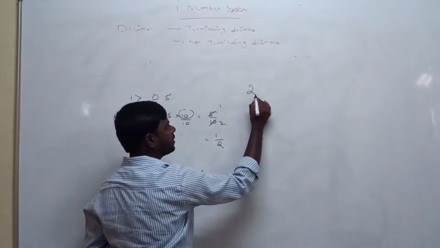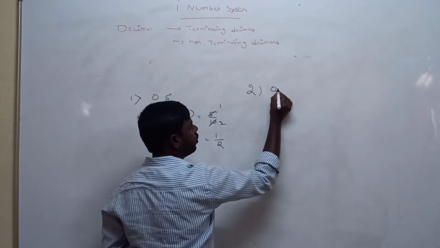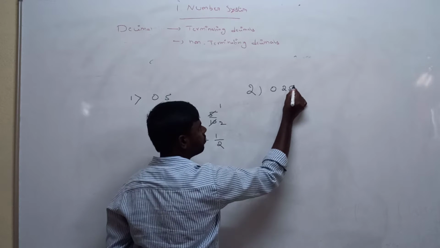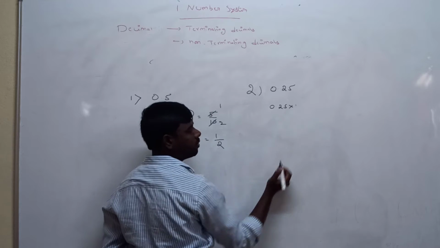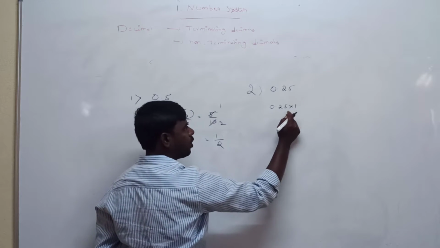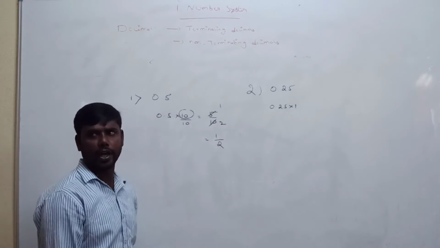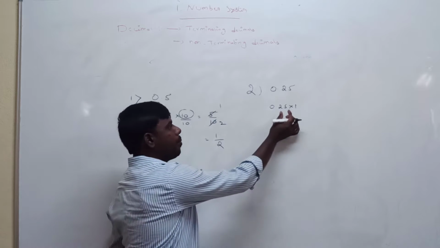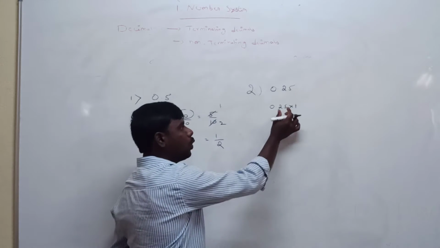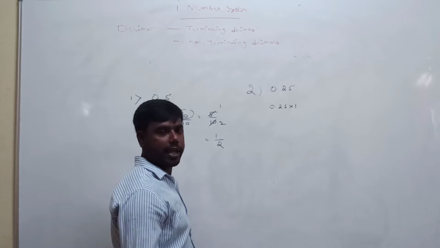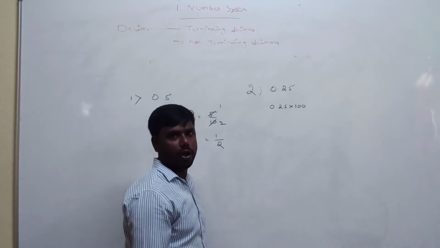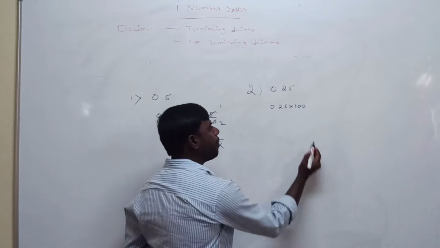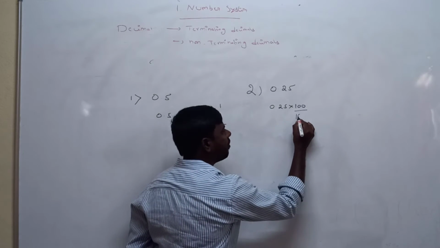The second question is 0.25. Take 0.25 into 1, which is 0.25. How many digits after the decimal are there? Two numbers, so we take two zeros. What value should we get? 100. So multiply with 100 and divide with 100.